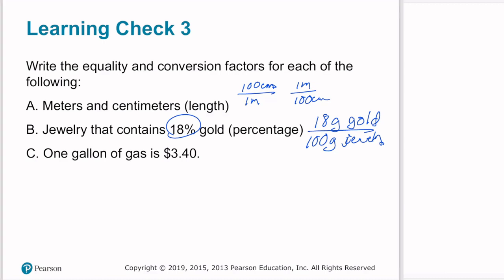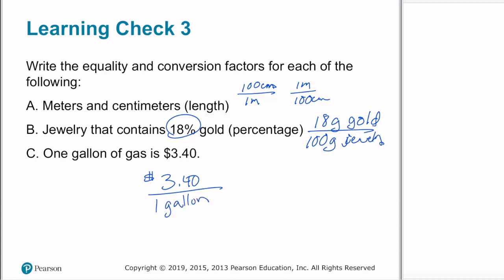Next, we have an example where 1 gallon of gas is equal to $3.40. $3.40 is a measured value. So we could say $3.40 per 1 gallon of gas. The $3.40 would limit us to the number of significant figures. This is a bit ambiguous, but we can assume that we had two significant figures.